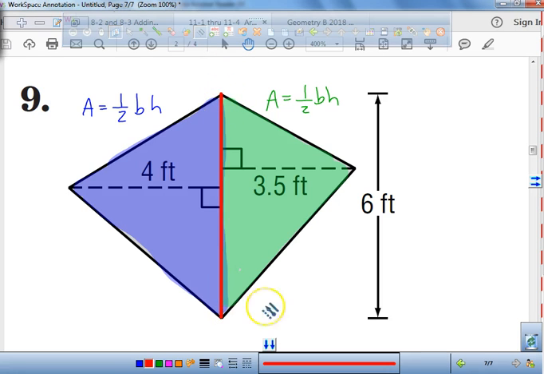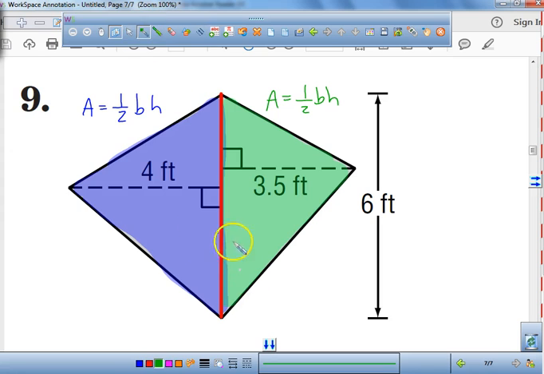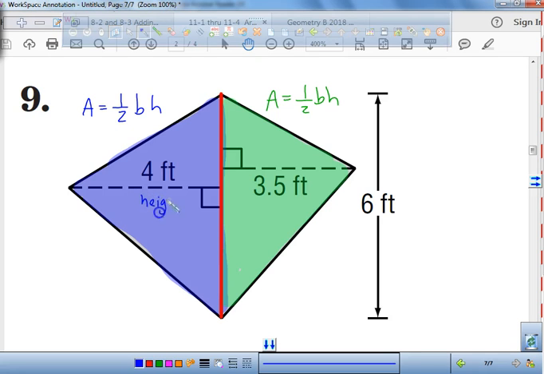You could call it the height, but I'm going to call it the base because I feel like it. Because these share, now you can't really rotate it, but if you rotate it, these share the same base right here. I'm going to label this as the height of the blue triangle because it forms the right angle with the base. And over here, I'm going to call the 3.5 the height of this triangle. They share a common base, which happens to be 6 feet.